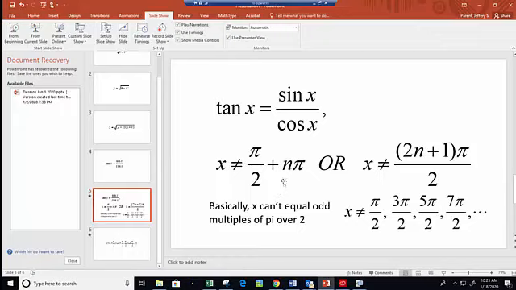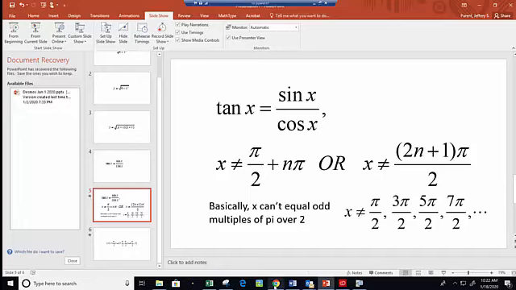So here's your general expression. Here's a different form of that general expression. And basically, this is showing you odd numbers. 2 times n plus 1 is a fancy way of saying all the odd numbers. N here has to be an integer. So at values of x like pi over 2, 3 pi over 2, or negative pi over 2, negative 3 pi over 2, etc., that's where your function is going to be undefined.